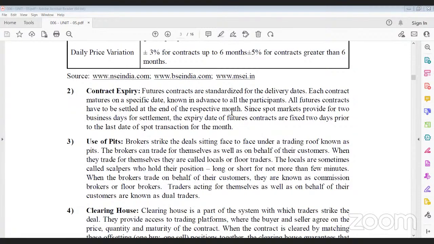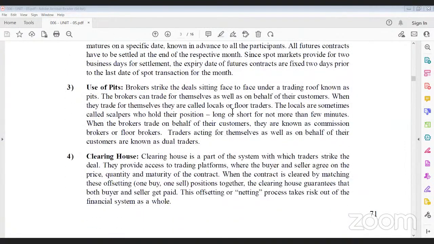Then we have use of pits. Now, brokers happen to be intermediaries, and these brokers facilitate trading. They do a lot of exercise on behalf of the participant, and these are known as the trading roofs. We call them pits.